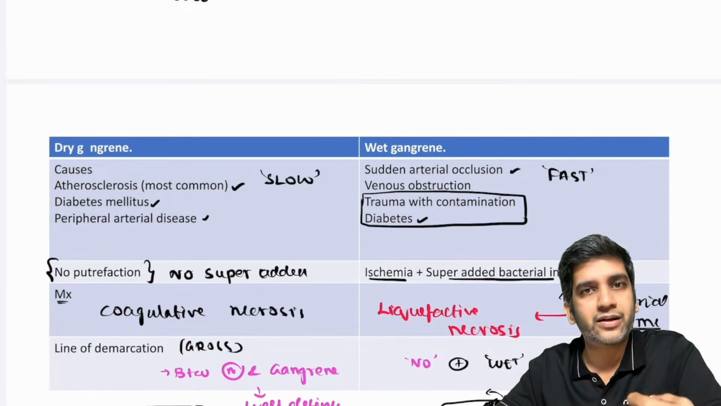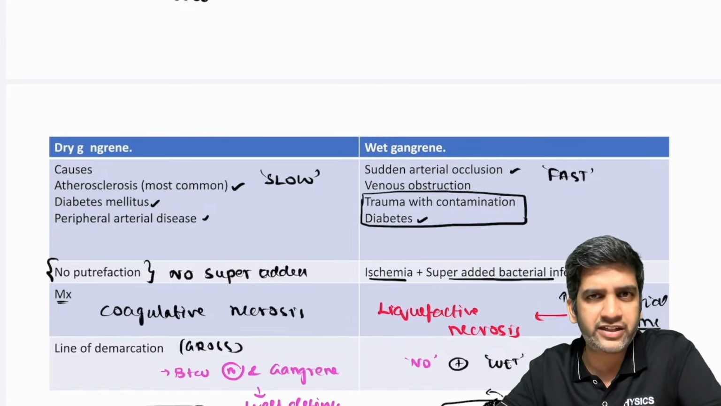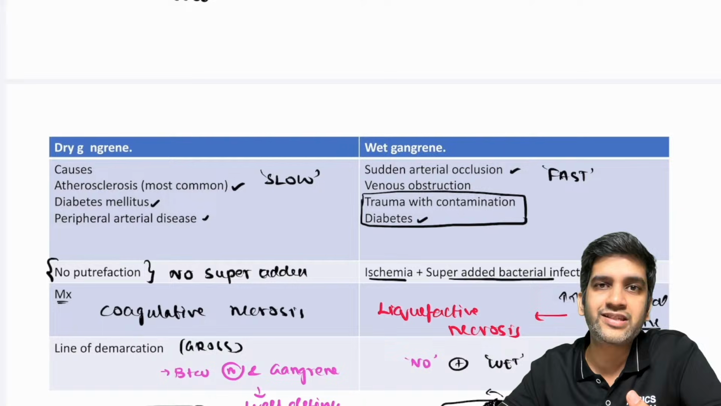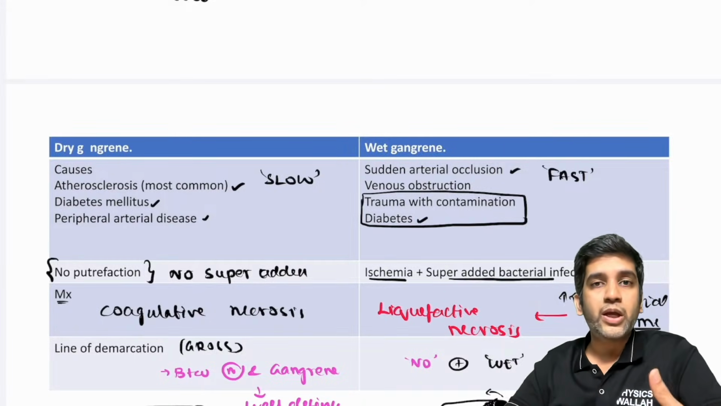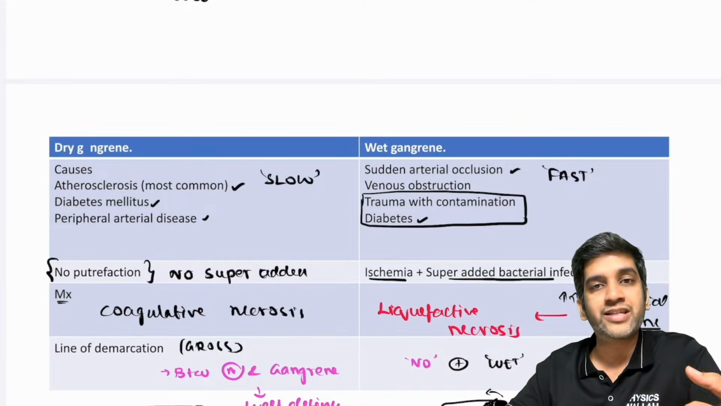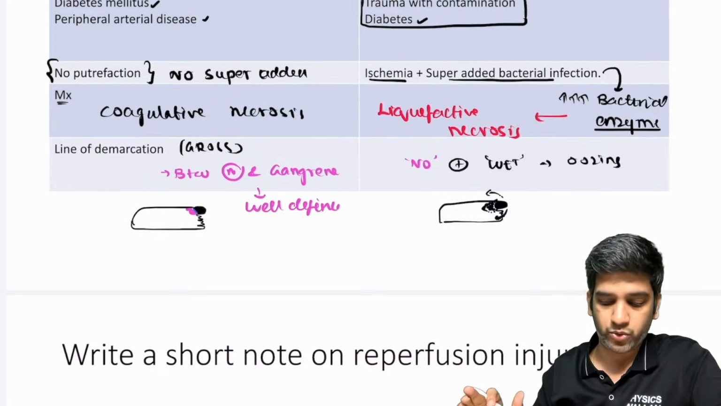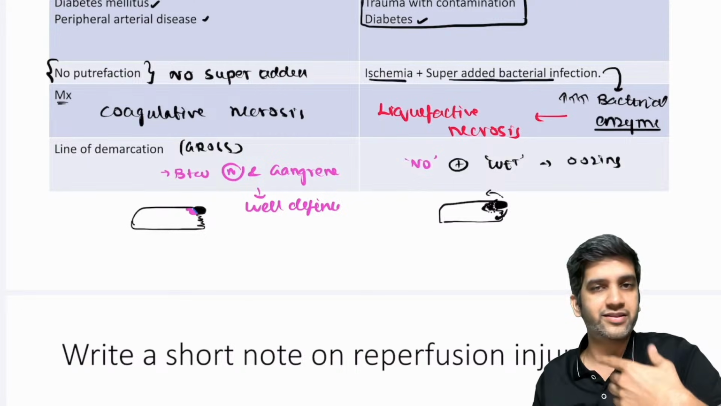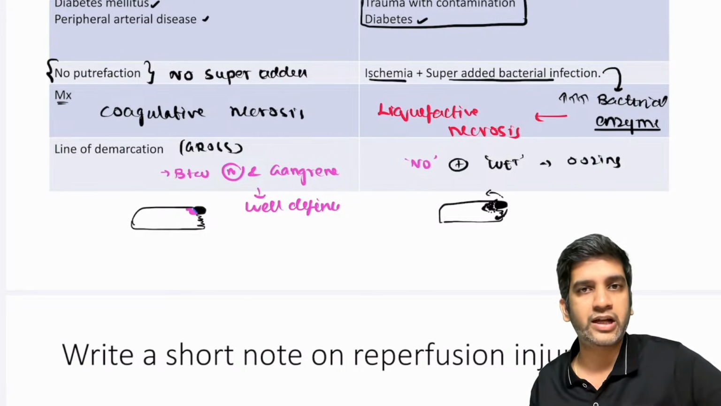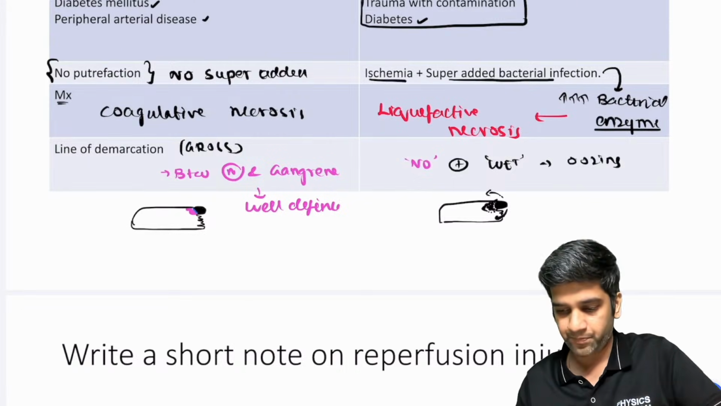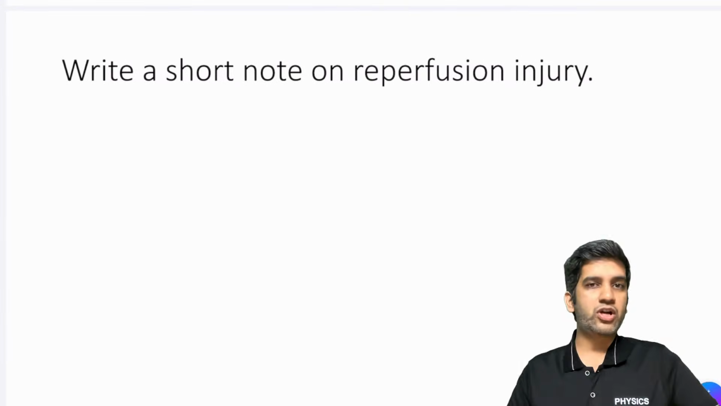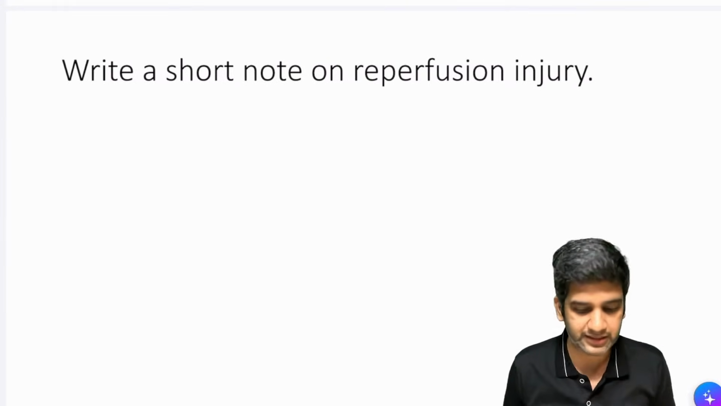Dry and wet both have similar overlapping findings, but if it's fast, I'll generally go for wet. If it's slow, it generally goes for dry. Dry will have coagulative necrosis. Wet will always have superadded infection. Since there's superadded infection, there are lots and lots of enzymes which also cause liquefactive necrosis, right? And your line of demarcation is there in both. In one, it's there. In the other one, it's not that great, fine? Okay. That's one thing which we had not covered clearly in detail, so we have covered that as well, right?